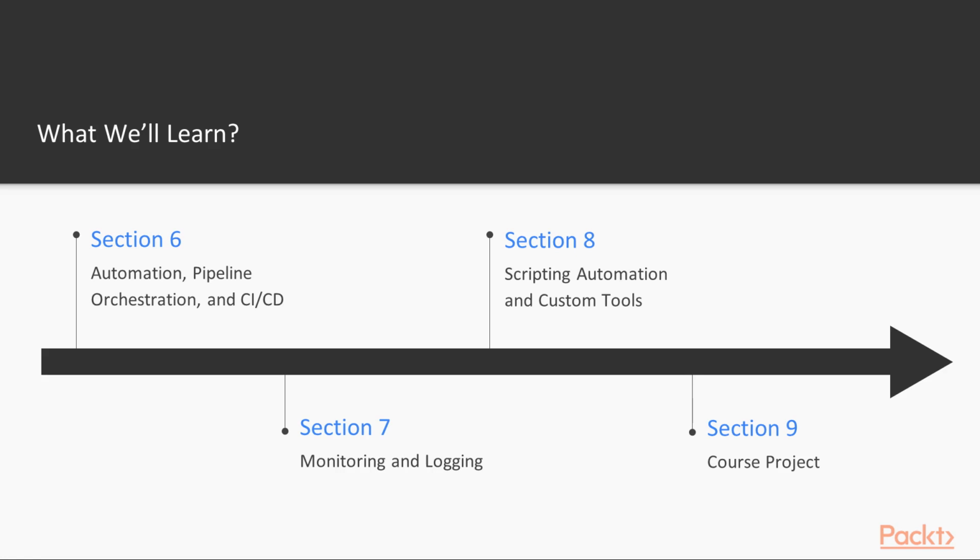Perhaps the core of DevOps, or at least the most associated task, will be introduced in Section 6. Often overlooked, but equally important, is monitoring and logging. In Section 8, we will explore how scripting automation and custom tools can take your pipeline to the next level. Finally, we round out the course and pull several of the covered concepts and tools into a course project. We will review the requirements, formulate a plan, and implement DevOps practices from start to finish.